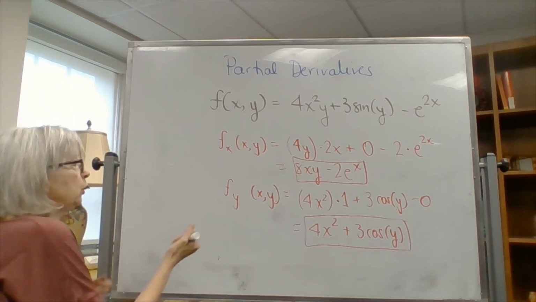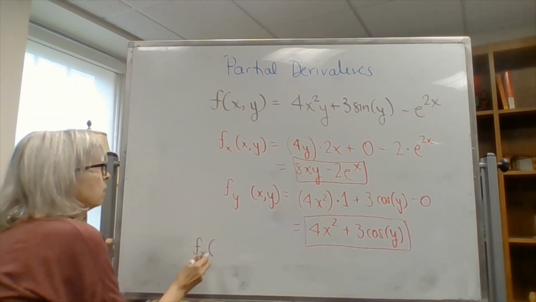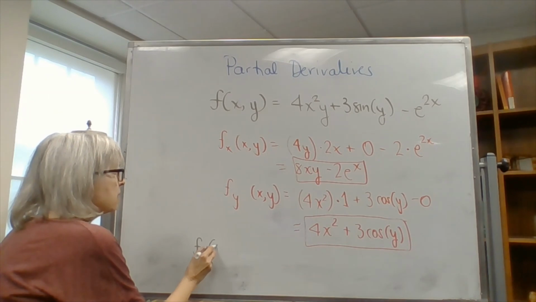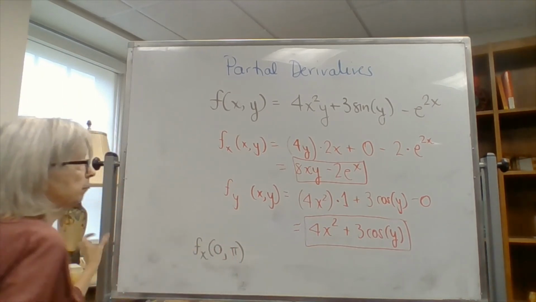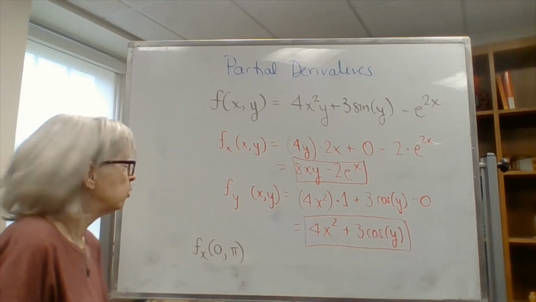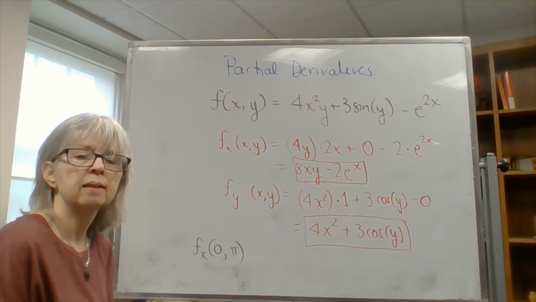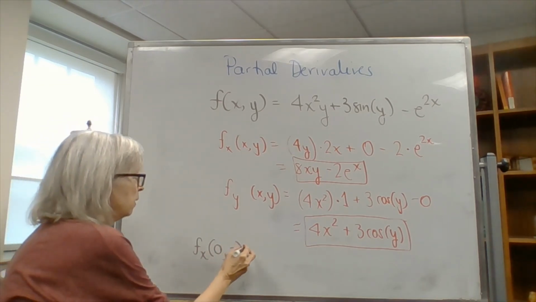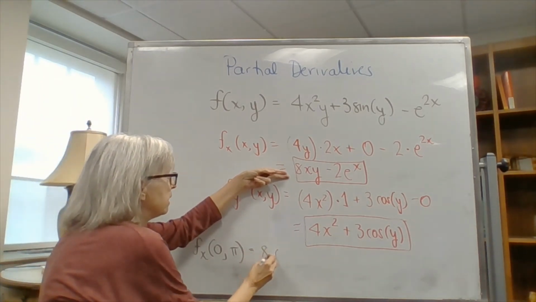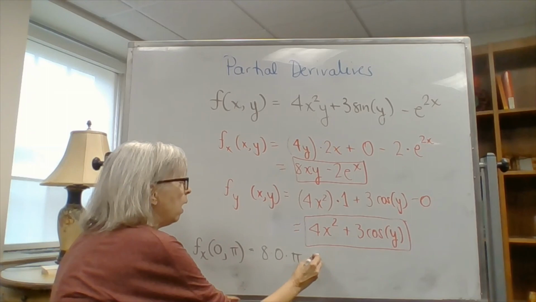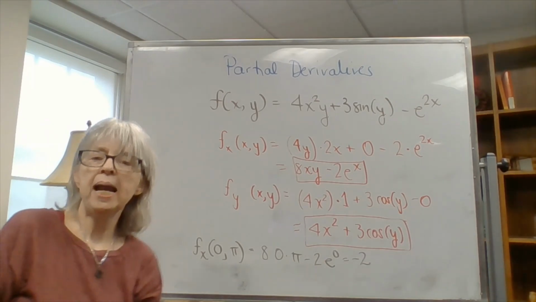Now, what if I wanted to look at what happens at a particular spot when x is 0 and y is pi? X is 0 and y is pi. And I want to look at the partial with respect to x at that particular spot. Well, if x is 0 and y is pi, plug in 0 for x, pi for y, and I just end up with minus 2.